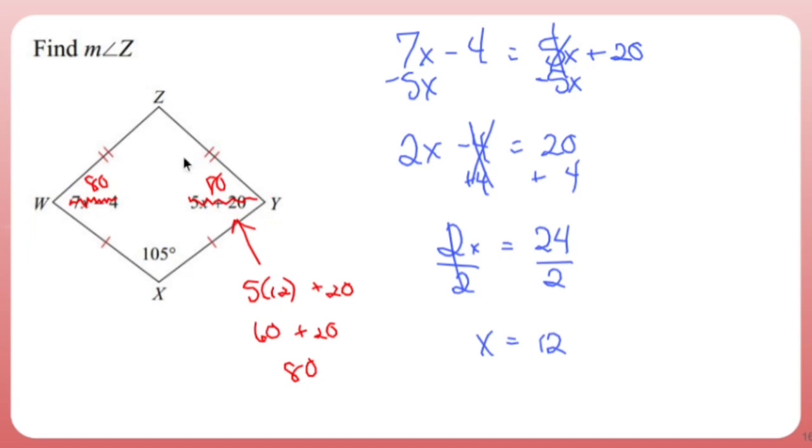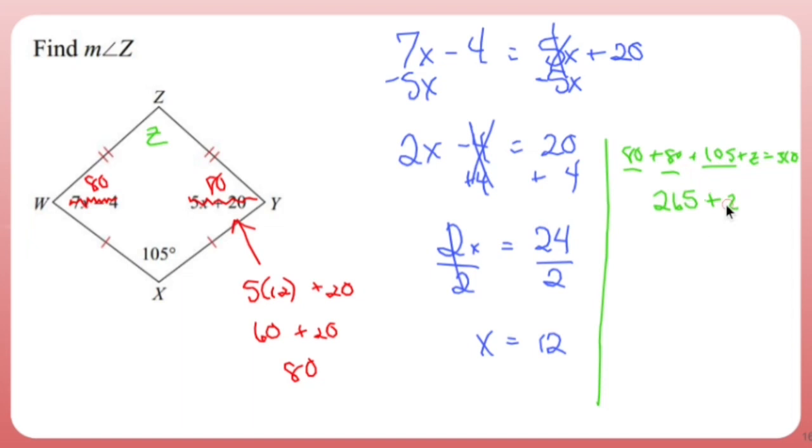Finally, I can figure out what Z is. I will call this Z, and what I know is that this is a quadrilateral. This angle plus this angle plus this angle plus this angle is going to equal 360 degrees. So 80 plus 80 plus 105 plus z is 360 degrees. If I combine like terms, 80 and 80 is 160. 160 and 105 is 265. 265 plus z equals 360.